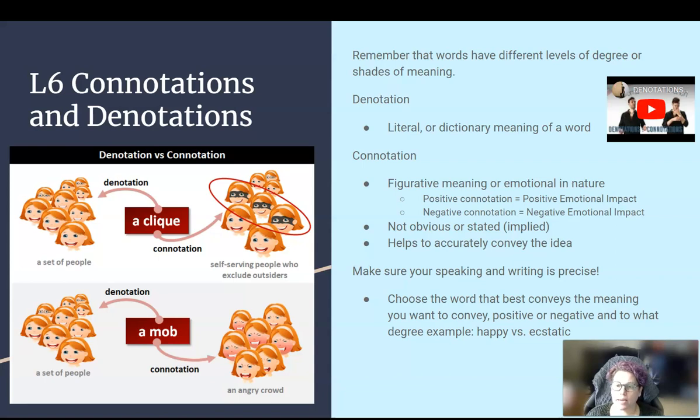So for example, I could say, I was very happy to see my best friend, or I could say I was ecstatic to see my best friend. And you can see that those have different levels of meaning, and depending on what I want to convey, I need to use the correct word. Okay, so we're going to watch a short video on connotative and denotative meanings.